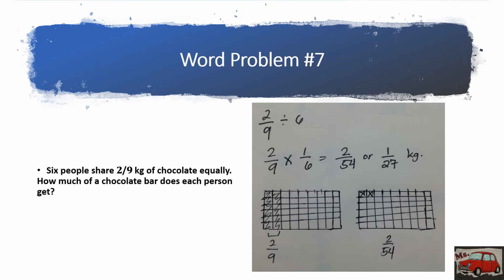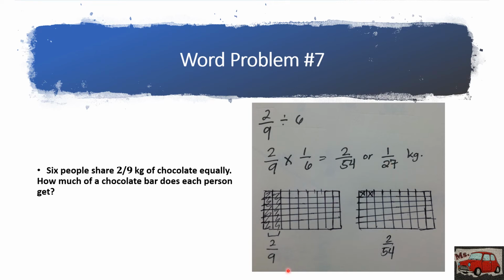6 people share 2/9 kilogram of chocolate equally. How much of a chocolate bar does each person get? Okay, so ang nangyari, meron daw 2/9 kilogram of chocolate and nahahatiin daw equally by 6 people. Alright, so we'll divide 2/9 by 6 and then it will become 2/9 times 1/6. So it will be 2/54 or simply 1/27 kilogram each person.